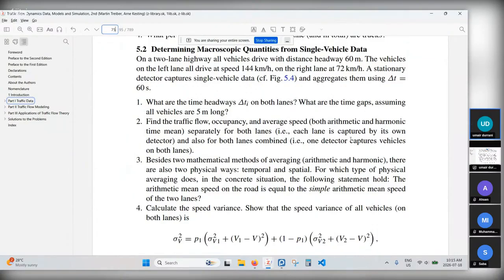Here it says determining macroscopic quantities from single vehicle data. On a two-lane highway, all vehicles drive with distance headway 60 meters. The vehicles on the left lane all drive at speed of 144, and on the right lane, it's half of it, which is 72. A stationary detector captures single vehicle data and aggregates them using delta t of 60 seconds.